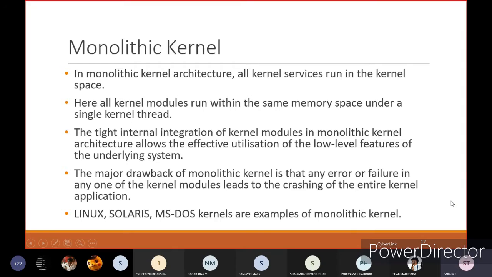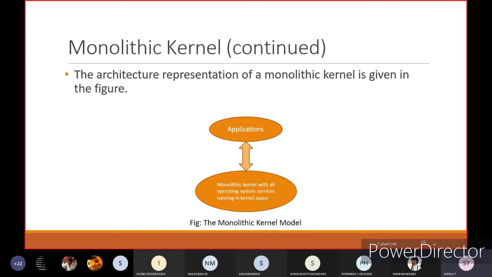The major drawback of the monolithic kernel is that any error or failure in any one of the kernel modules leads to the crashing of the entire kernel application, because each and every module is running in the same memory space. If any hang or error occurs, it may crash the whole kernel space. Unix, Solaris, and MS-DOS kernels are examples of the monolithic kernel.